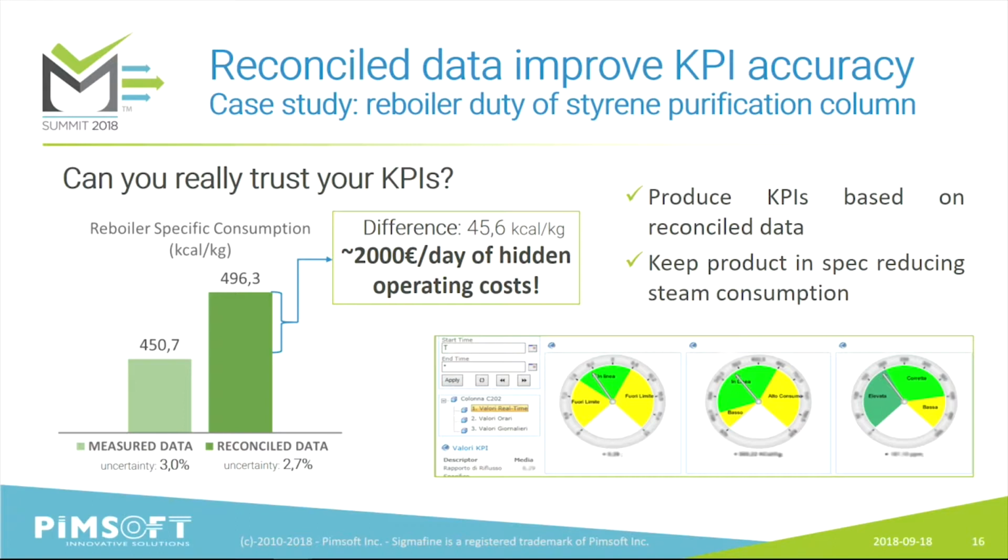I think it was a purification column. We can see that when you calculate this index based on raw data, you have a very different value than when you calculate it based on reconciled and validated data. And this difference was actually yielding €2,000 a day in hidden operating costs because they were operating on the assumption that the raw data was correct. But after correcting for redundant data and using Sigmafine to produce reconciled results, they were then able to operate under a more accurate KPI.